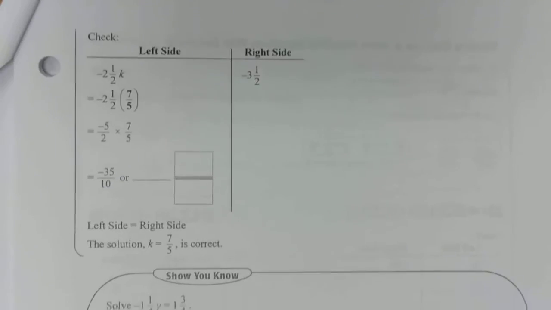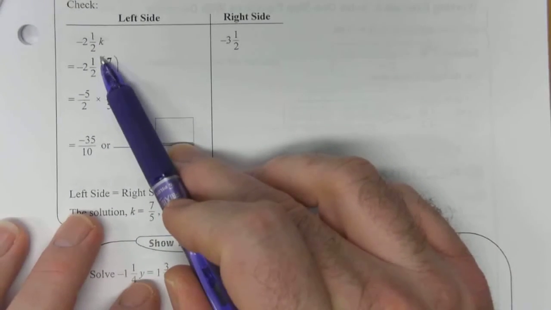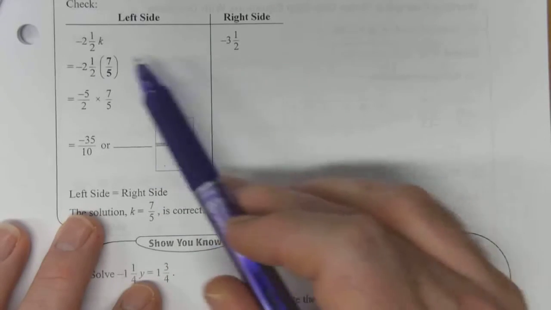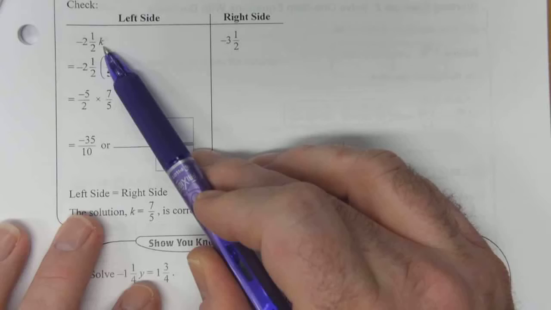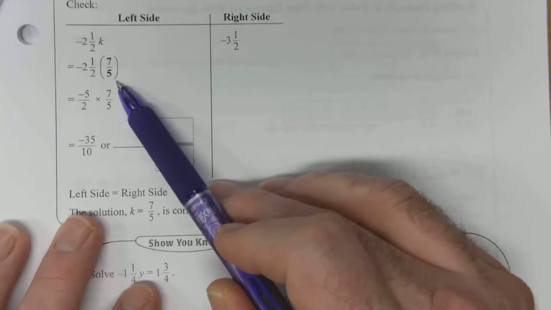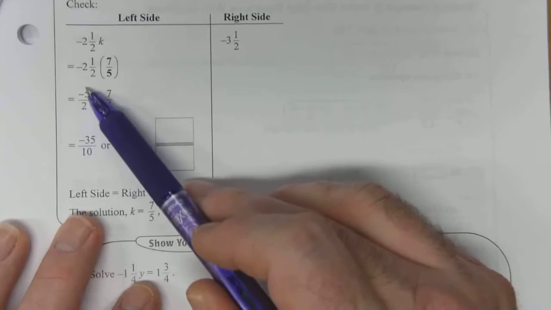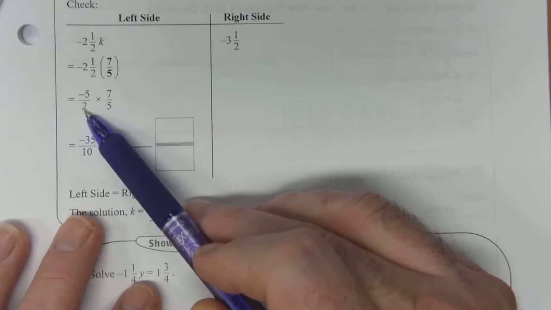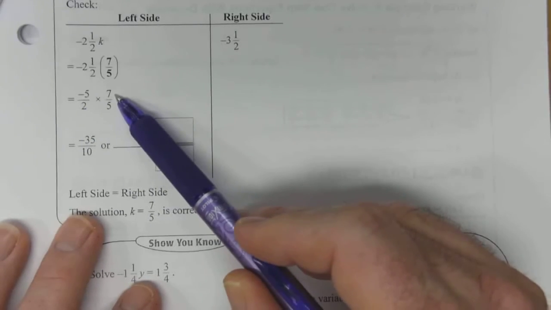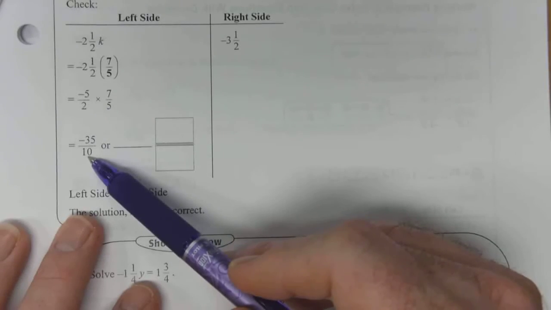Now that we've done our calculation, we need to verify it. So the original left side is negative 2.5 times k. The original right side is negative 3.5. Take your 7/5 answer and substitute it in for k, so negative 2.5 times 7/5. Negative 2.5 is negative 5 halves. Multiply them. Negative 5 times 7 becomes negative 35. 2 times 5 is 10.